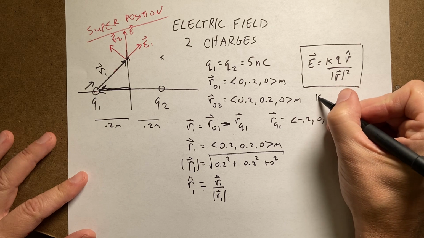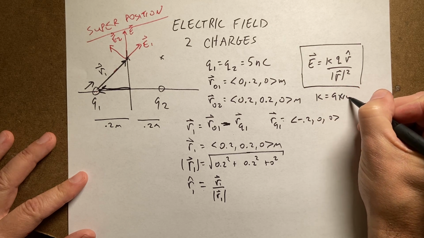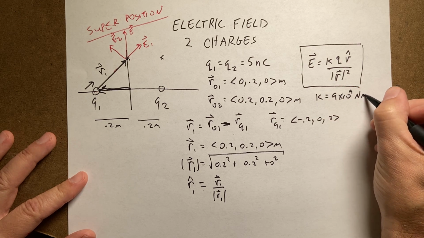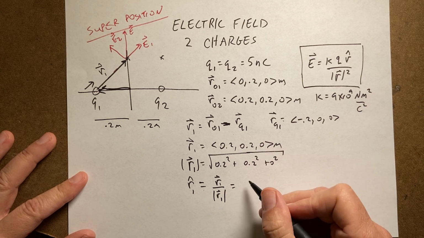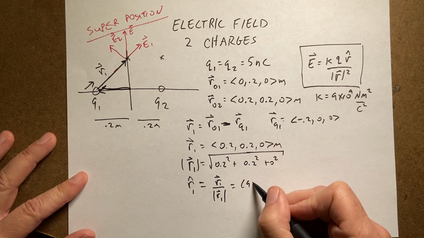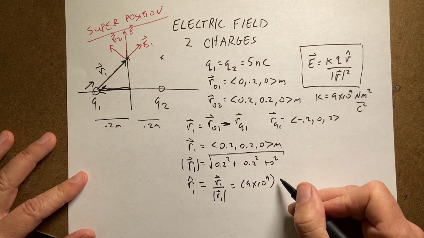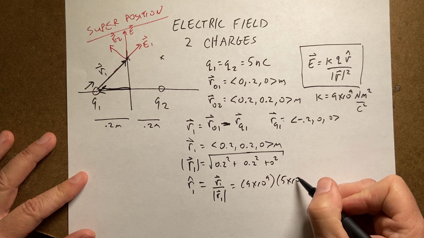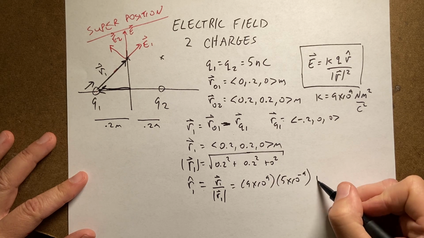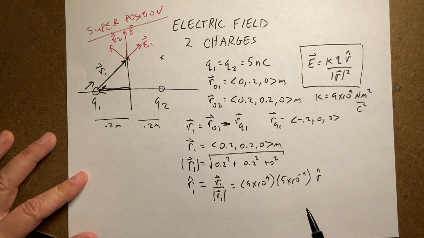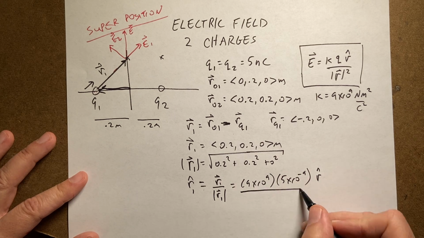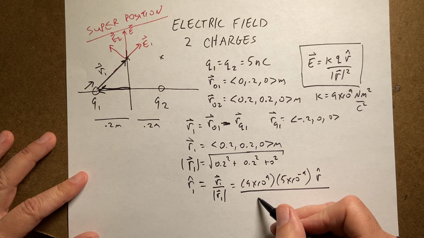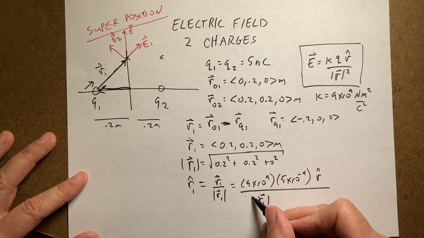Remember that K equals 9 times 10 to the 9th newton meters squared per coulomb squared. It's a constant, so I can put everything in, and I get 9 times 10 to the 9th times 5 times 10 to the negative 9th times R hat, whatever that is, and I'm going to put this in Python, because I don't really want to do all this by hand. So you can do whatever you want, but you should put it in Python. And then divided by R1 magnitude squared.